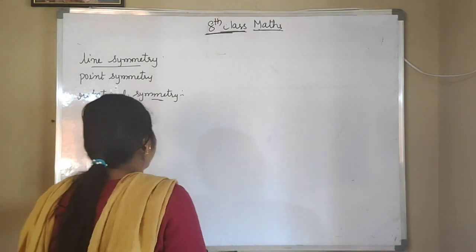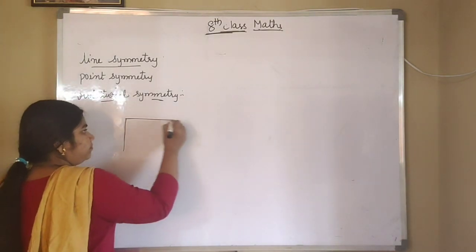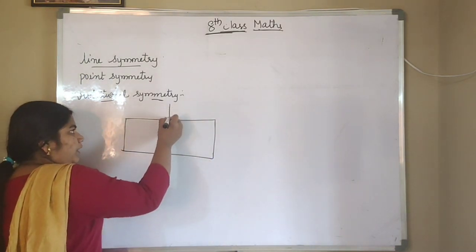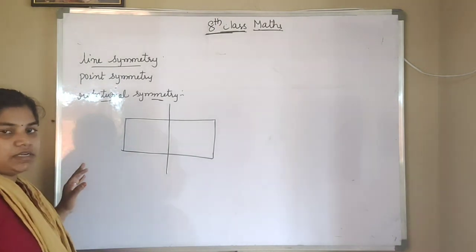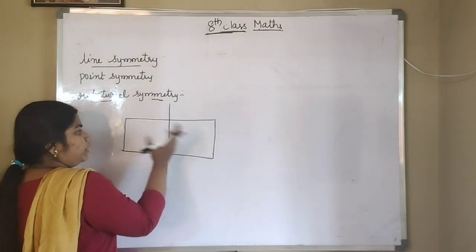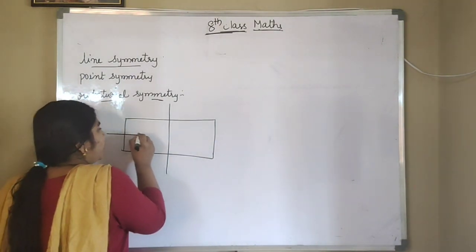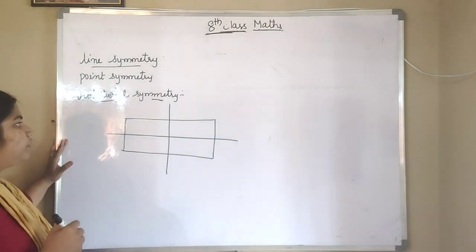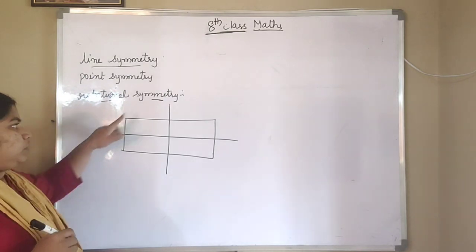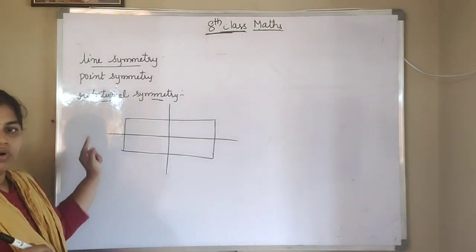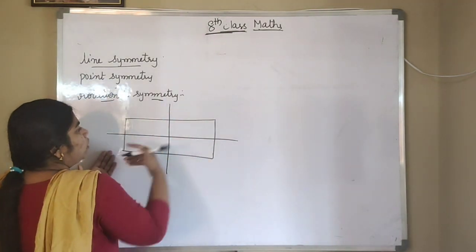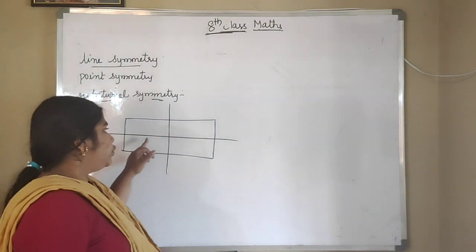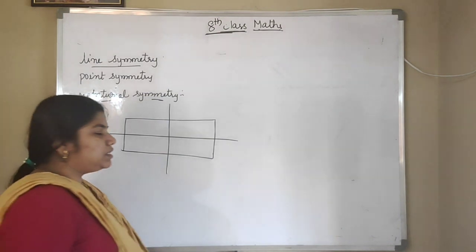So you can take a rectangle here. If you fold this into equal halves, you will get this line. So you can fold it into two equal halves. In the same way, you can draw a line in this way also. So how many line symmetries are there for this rectangle? 2 line symmetries are there. So you can fold in this way or you can fold in this way. So 2 line symmetries are there for this rectangle.